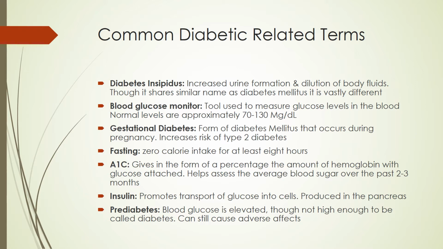Insulin promotes transport of glucose into cells. Insulin is produced by the pancreas. Prediabetes is when fasting blood glucose is elevated or A1C is elevated, though not high enough to be considered diabetes. Though, pre-diabetes can still have adverse effects.